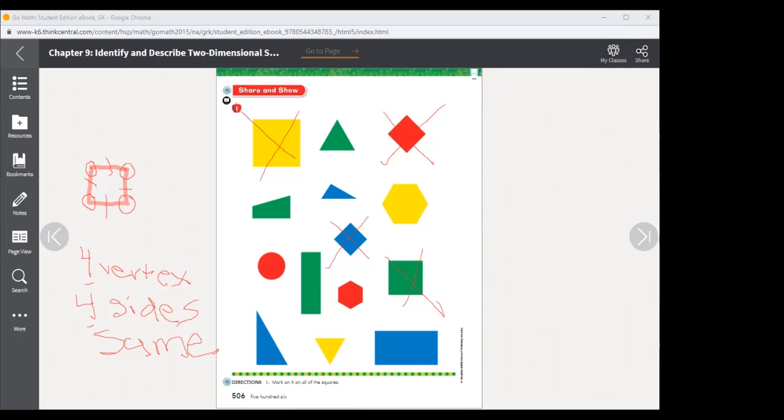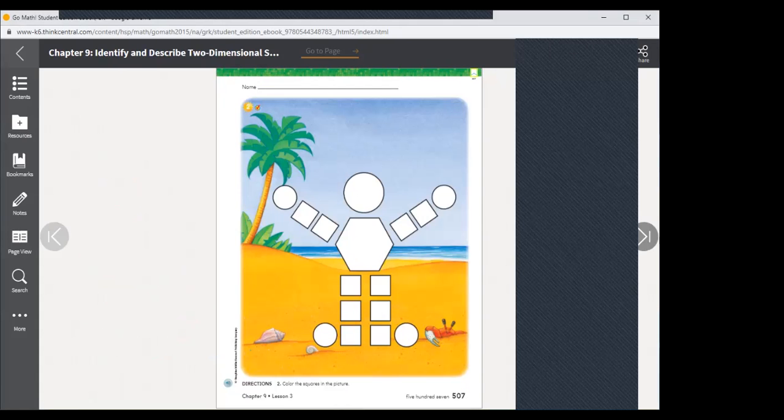All right, everybody should have only 1, 2, 3, 4 squares marked on this page. Okay, we're gonna move on. All right, everybody take out a color crayon and you are going to color all the squares. Look at them and color all the squares. I'm going to give you a few minutes to do that.